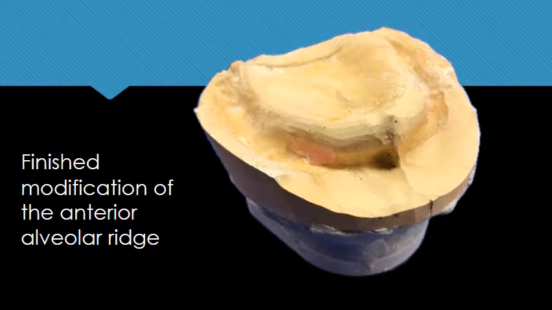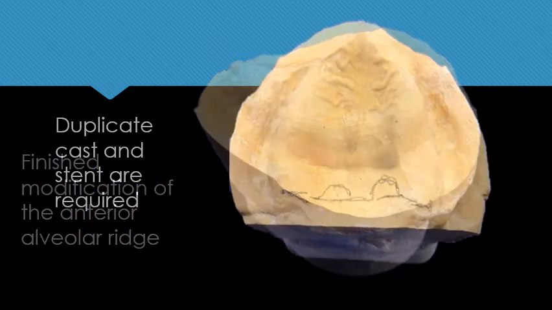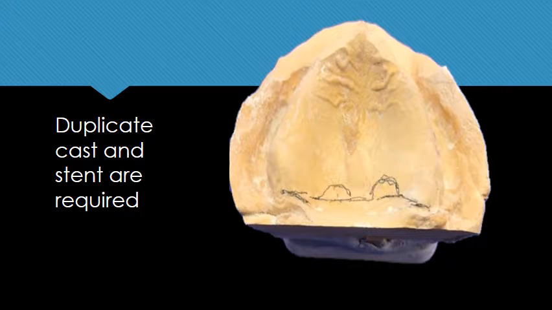This shows the completed modification of the anterior alveolar ridge, also showing the preservation of the midline and the scoring of the post-palatal seal and the butterfly configuration. It's very important to make a duplicate of the modified cast along with a surgical stent. These are then presented to the surgeon to enable him to perform an accurate alveolectomy.